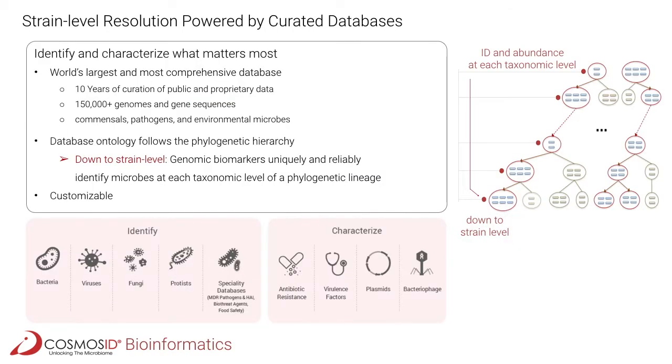And in order to provide the ability to deliver strain level resolution, CosmosID has invested heavily in an analytical platform. We have invested over 10 years of curation into what we believe to be the world's largest and most comprehensive database that involves over 150,000 entries and does not only cover pathogens, but importantly also commensals as well as environmental microbes. And what sets this database apart from other databases that are out there and are available is the structure and the approach to curation that we take.